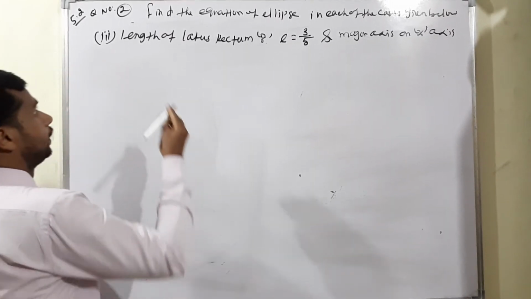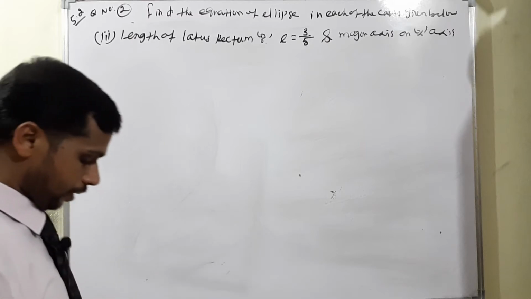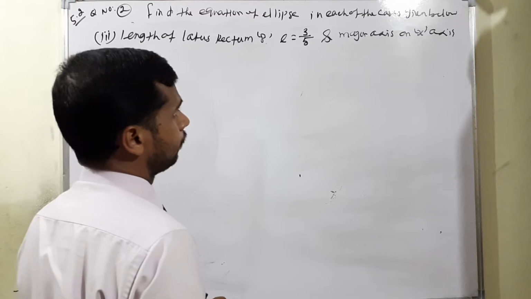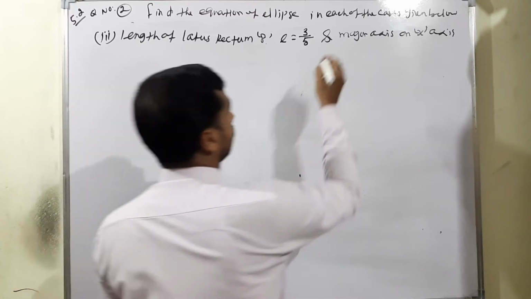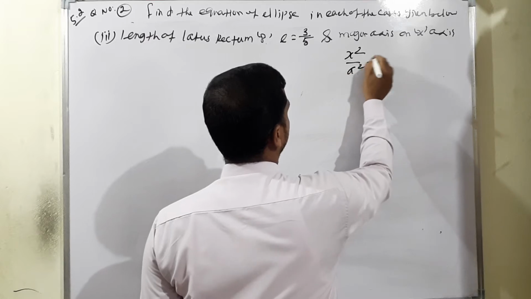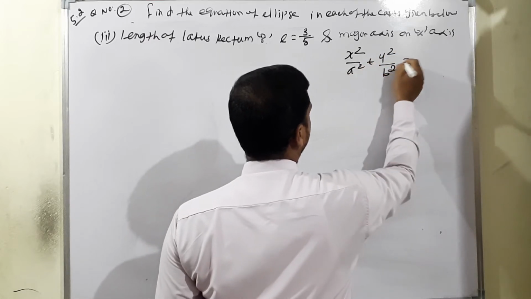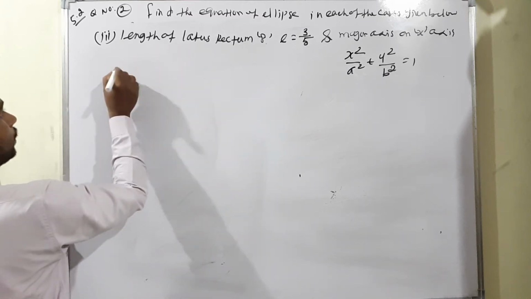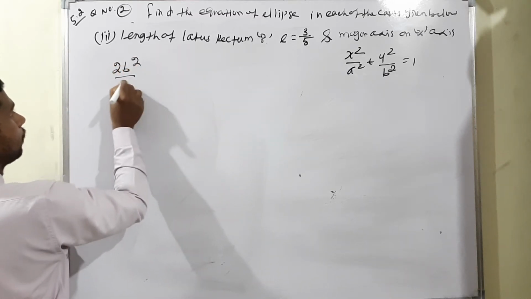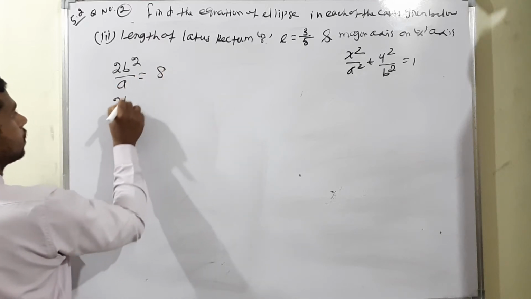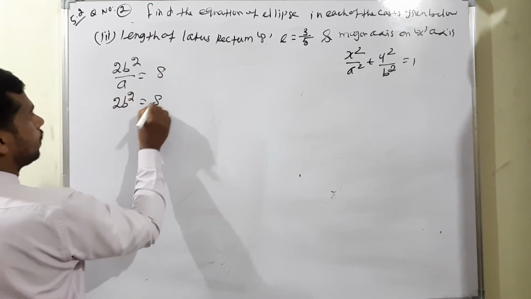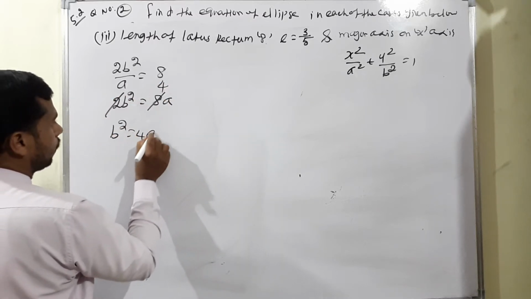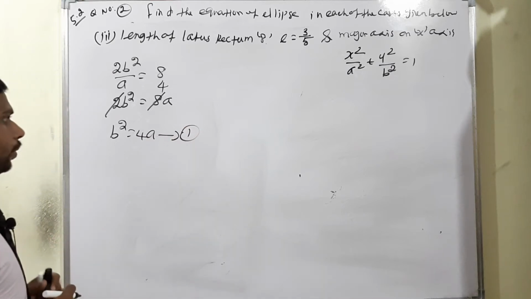Subdivision third, given condition: length of latus rectum is equal to 8. Then eccentricity 3 by 5, major axis along the x axis. So, definitely we can say x square by a square plus y square by b square is equal to 1. Now, length of latus rectum, already we know in an ellipse, is 2b square by a is equal to 8, which means 2b square is equal to 8 into a. Again, 2 and 8, how many times? 4 times. Therefore, b square is equal to 4a. This is considered equation number 1.